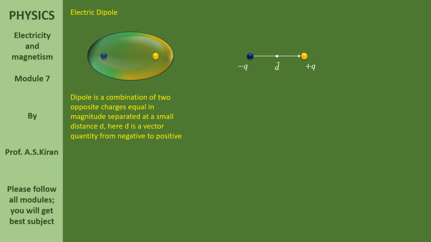Yes. A dipole is a combination of two opposite charges, equal in magnitude, separated at a small distance d. Here d is a vector quantity from negative to positive.